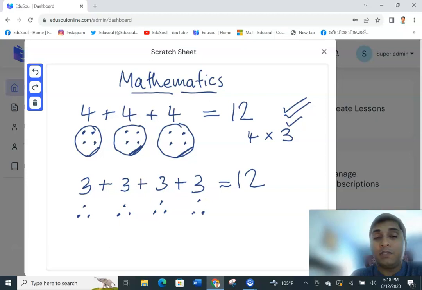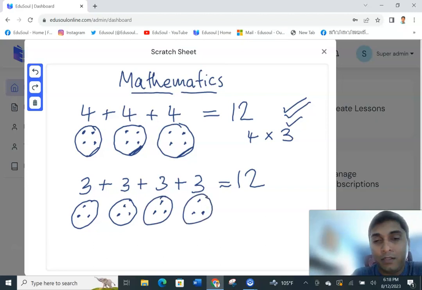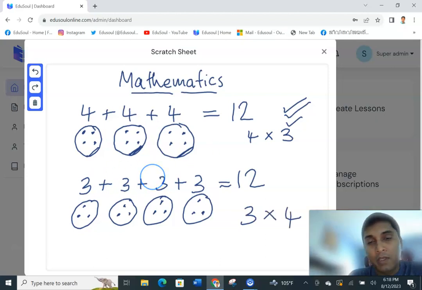Now that's the same thing, because 3 times 1, 3 times 2 is 6, 3 times 3 is 9, 3 times 4 is 12. So 3 times 4 is also 12. Now the multiplication skill is basically repeated addition.